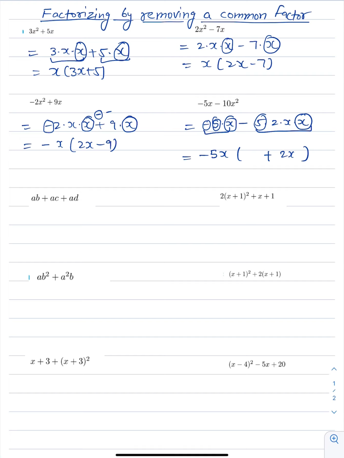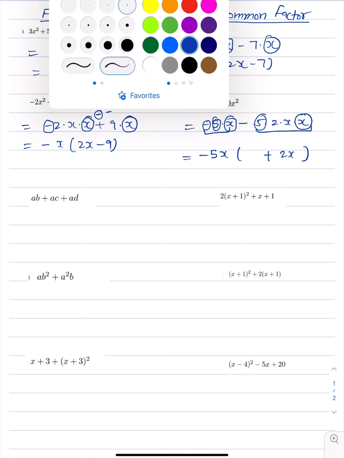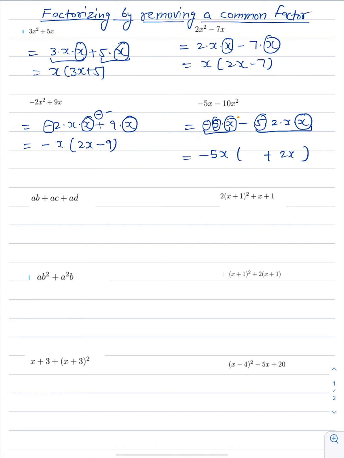Since we took everything common, negative and 5 and x, we can rewrite this as multiplied by 1, because 1 is the multiplicative identity. If you take everything out, you need to write 1 here. So negative 5x times (1 plus 2x) is your final answer.